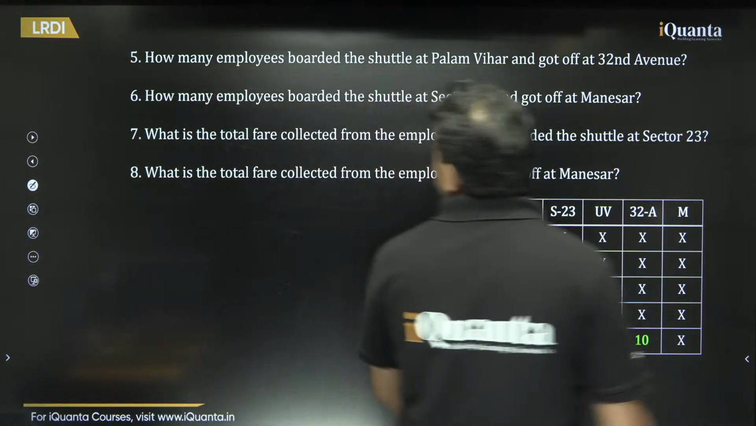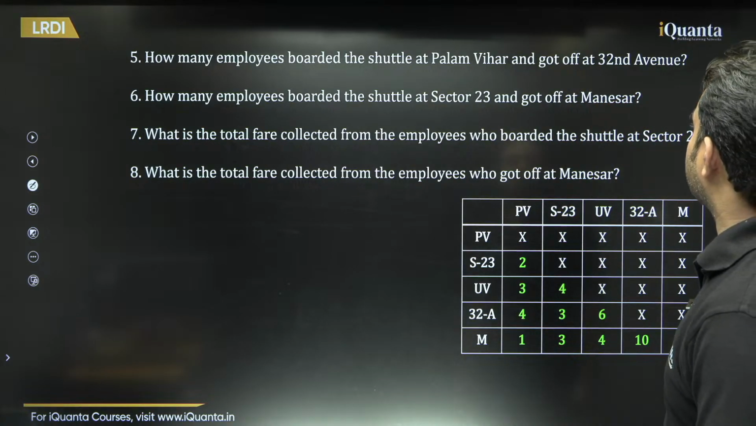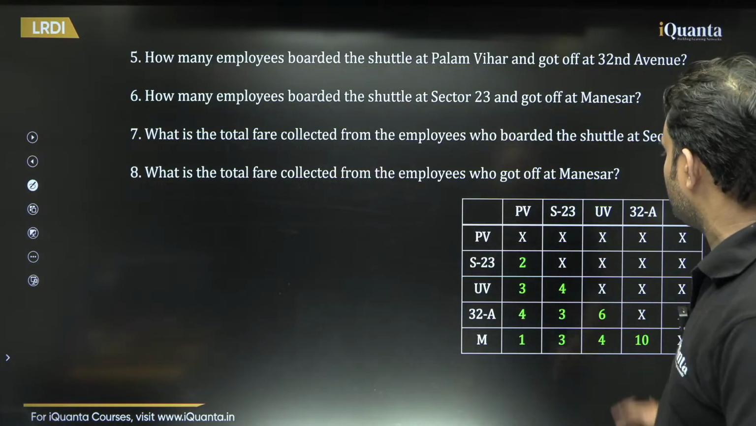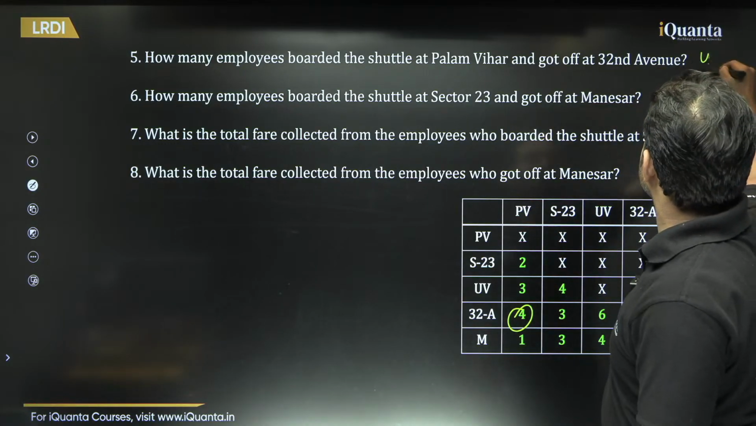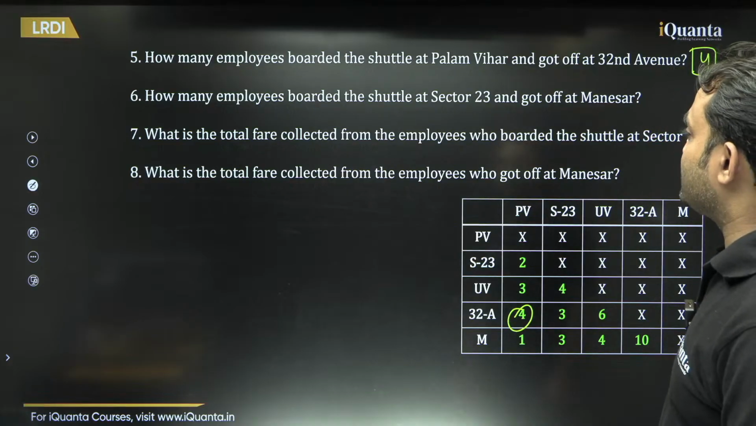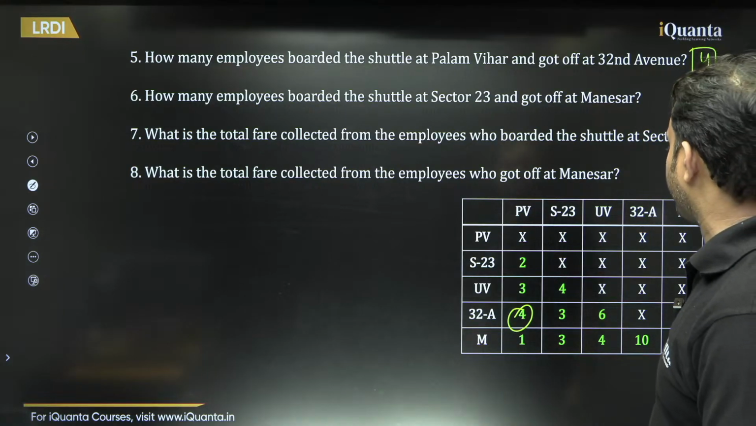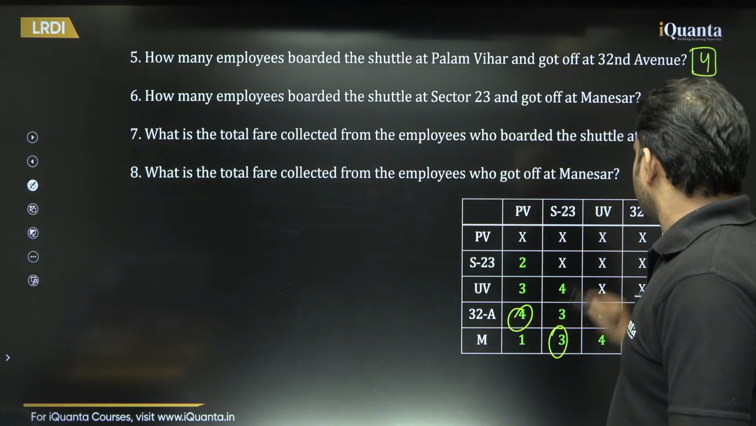Question number 5 says, how many employees boarded the shuttle at Palam Vihar and got off at 32nd Avenue? Palam Vihar, 32nd Avenue, 4. The answer is 4 in this case. How many employees boarded the shuttle at sector 23 and got off at Manesar? This is 3.